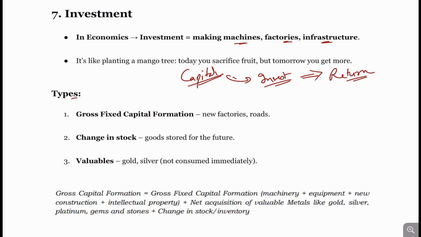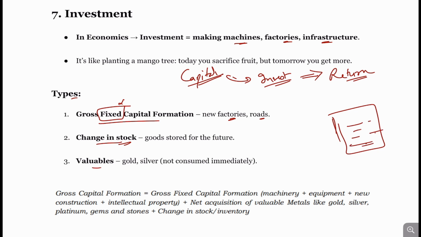So there are some types of investment: gross fixed capital formation, change in stock, and valuables. Here, in gross fixed capital formation, it will remain fixed. Factories, roads, etc. will be fixed capital formation. Stocks will change, because any company or factory which is producing some goods will store them in stock. Everything will not be sold out, so some of the things will be stocked. If the stock is decreasing, then this is called investment.